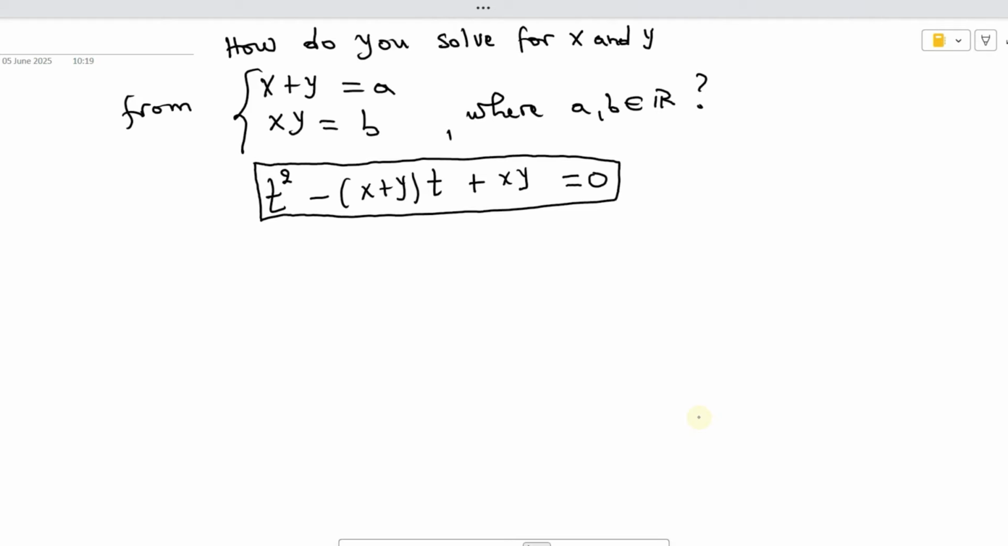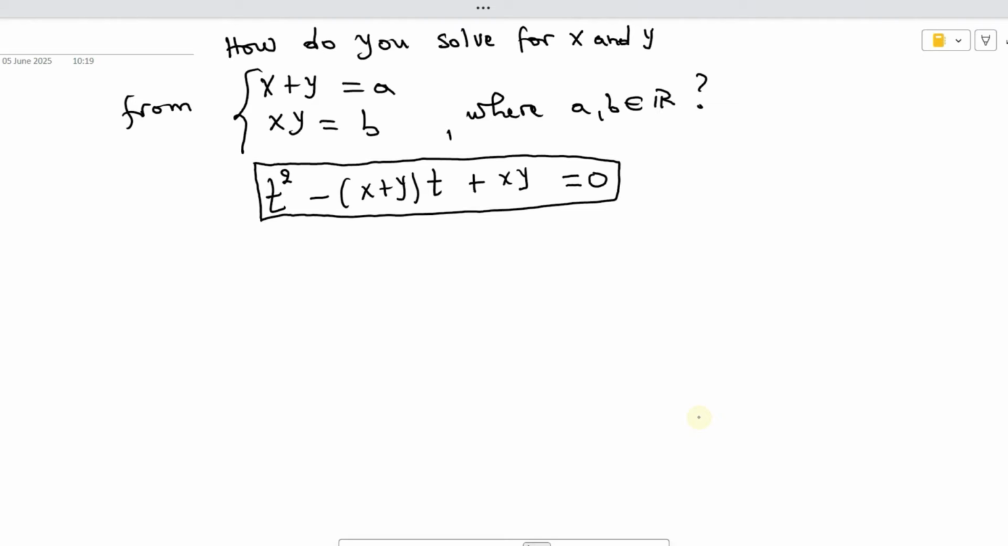Once you think of x and y as the roots of this kind of quadratic equation, you are on the right track. You will be ready to solve for x and y, and I hope you remember how to solve a quadratic equation of this form.